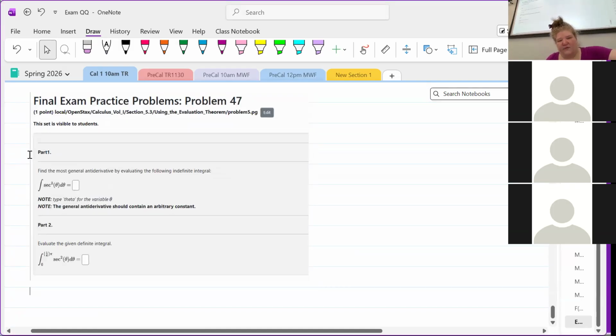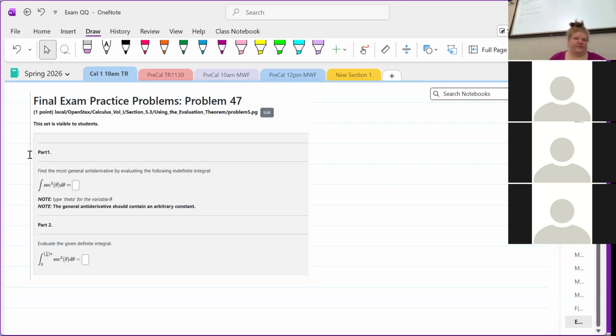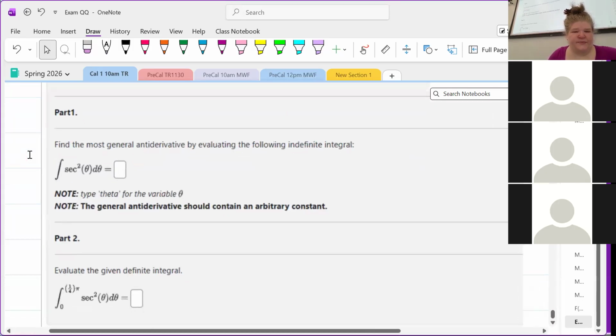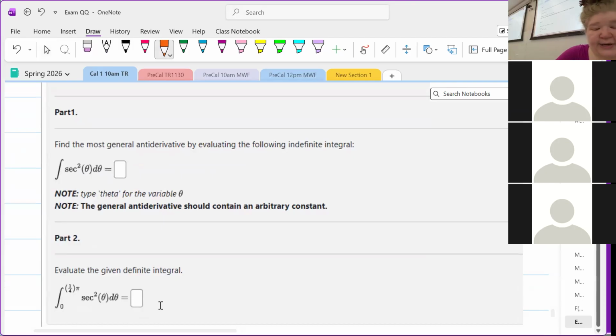So it's going to have an initial find the antiderivative formula, and then the follow-up is evaluate it with the bounds. All right, so initially, we're going to ignore the bounds. We're just going to do the most general antiderivative.